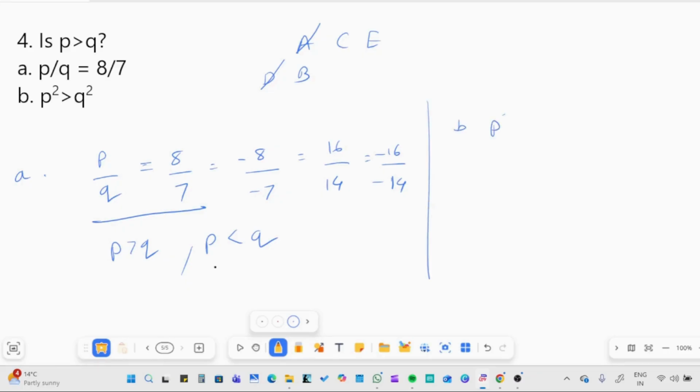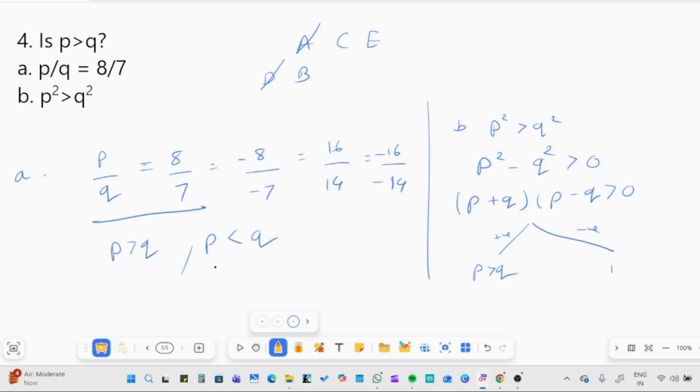Statement B says that P square is greater than Q square. So I can write it, P square minus Q square is greater than 0. I can write down P plus Q into P minus Q is greater than 0. Product of two numbers is more than 0. That means either both are positive or both are negative. And then from this, if both are positive, I can say that P is greater than Q. If both are negative, I can say that P is less than Q. Do I have a definite answer? No. What if I combine both the statements?